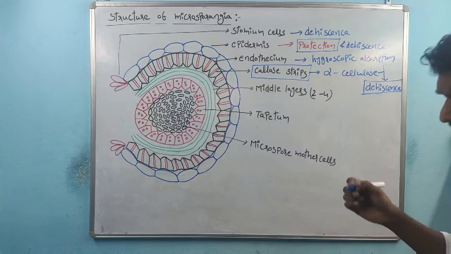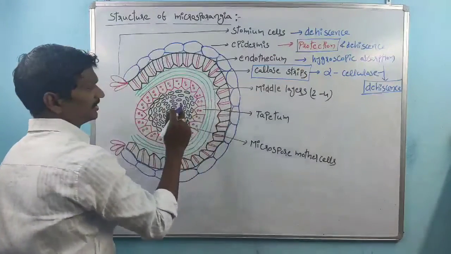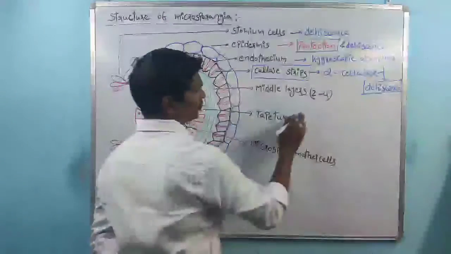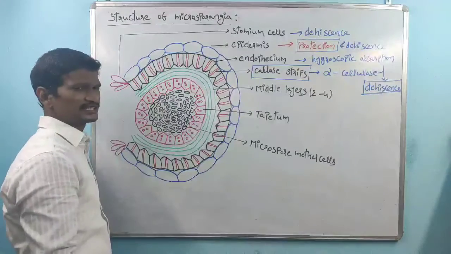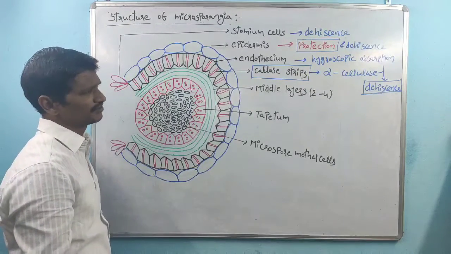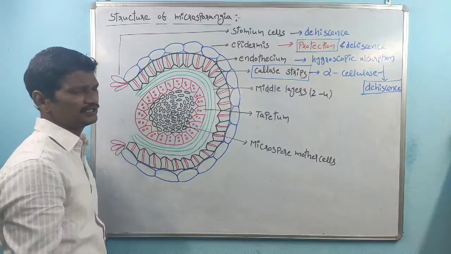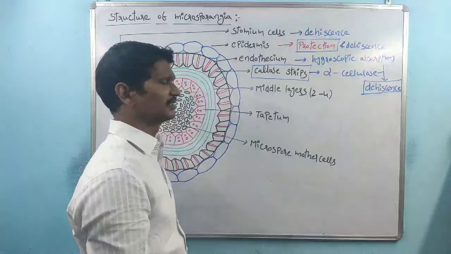Coming to the next one, the middle layers. Inside the endothelium, there are 2 to 4 layers, which are called middle layers. Middle layers are involved in the transportation of nutrients and transportation of water. That is about the middle layers.